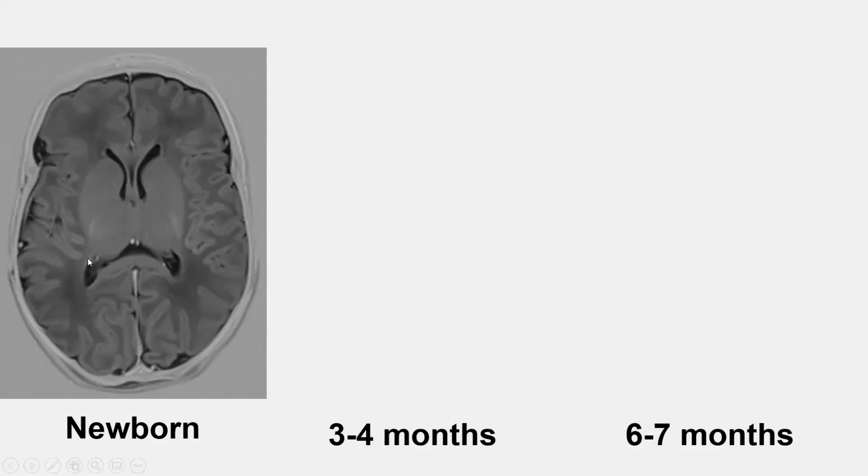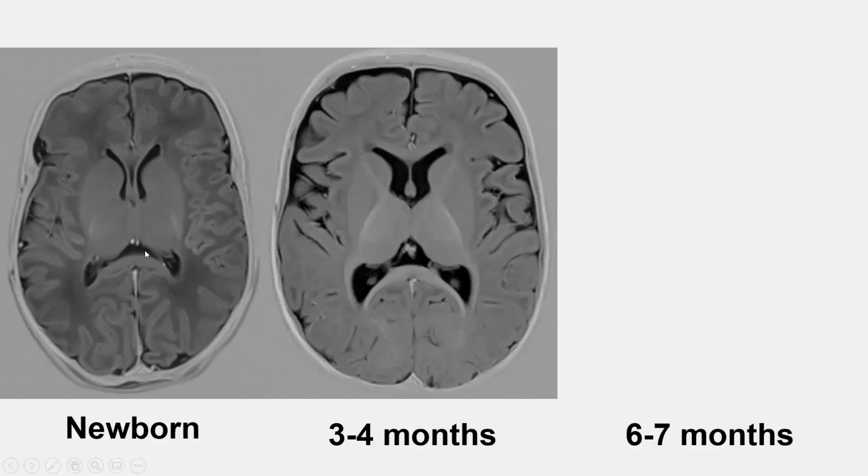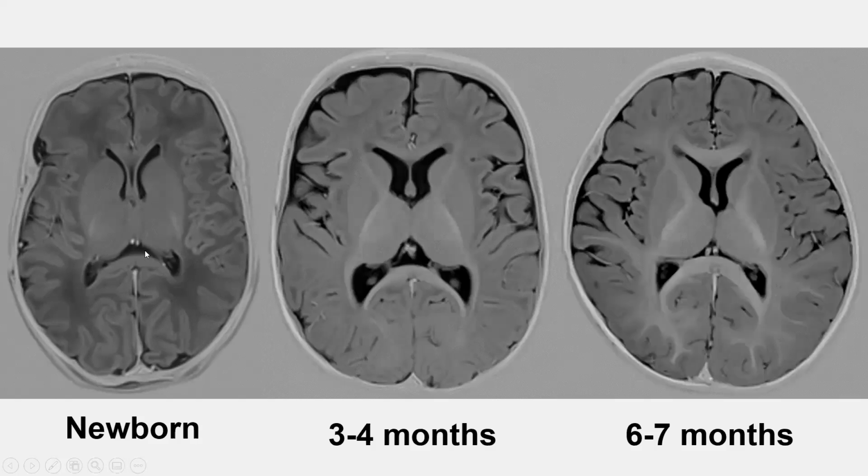This is a newborn child. This is a child of 3 to 4 months old, and this is a 6 to 7 month old child. All children were born at term, so they are term children, and these are T1 weighted inversion recovery images. In the newborn child, we only see some myelination, as to be expected, in the posterior limb of the internal capsule.